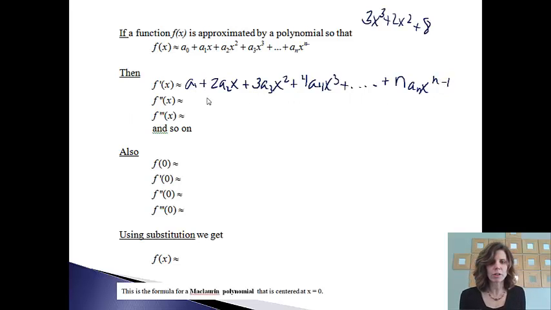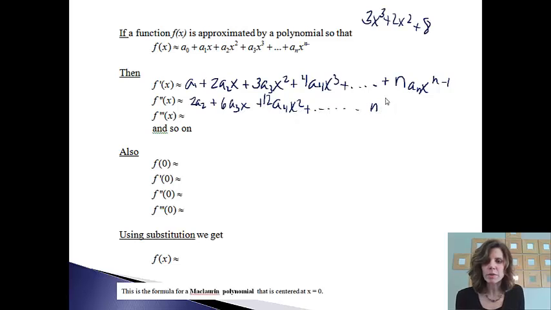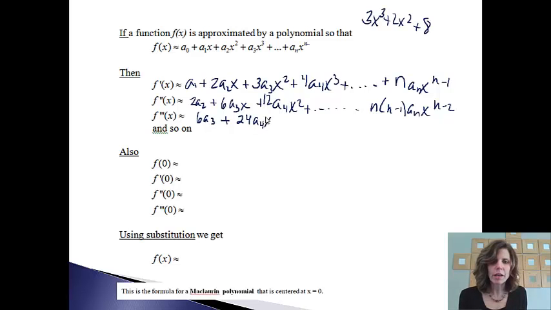If I took the derivative of this one, my a sub 1 drops out. I now have 2a sub 2 plus 6a sub 3 x plus 12a sub 4 x squared plus dot dot dot. This next one we'd have n times n minus 1 a sub n x to the n minus 2, so we subtract another one from the power. If I were to do the third derivative, this would cancel out and I'd end up with 6a sub 3 plus 24a sub 4 x plus, and then we could keep going.